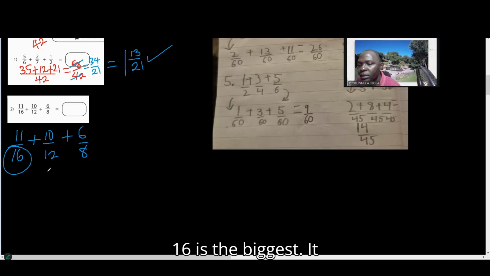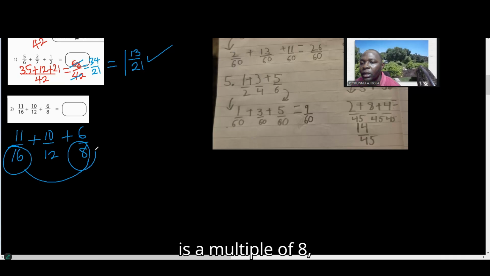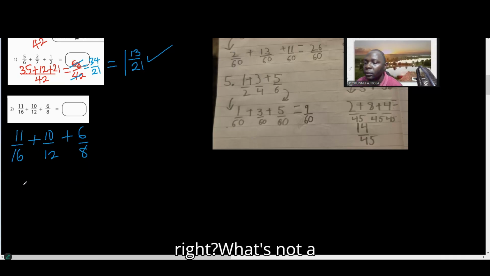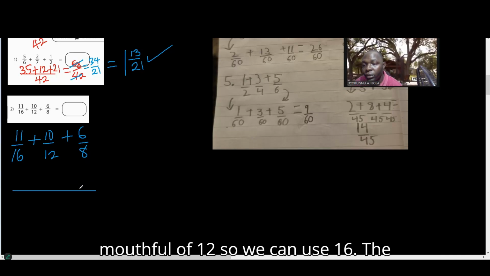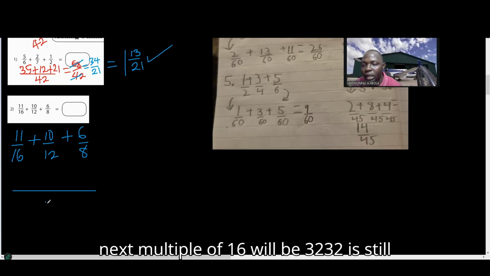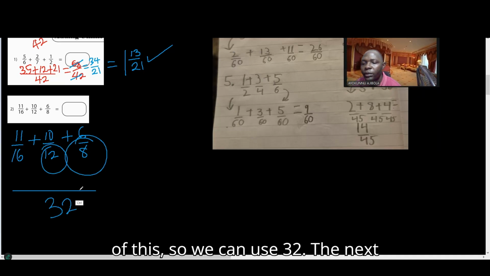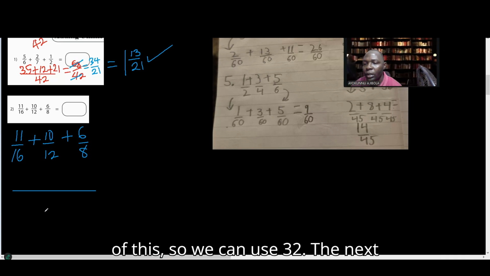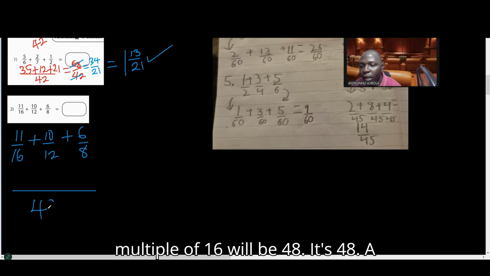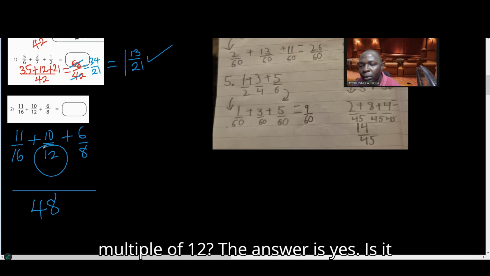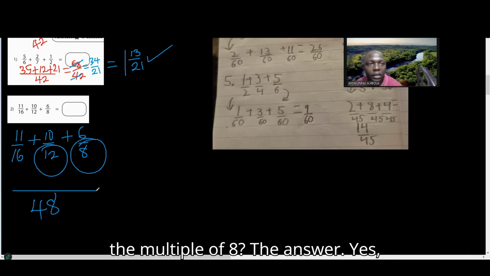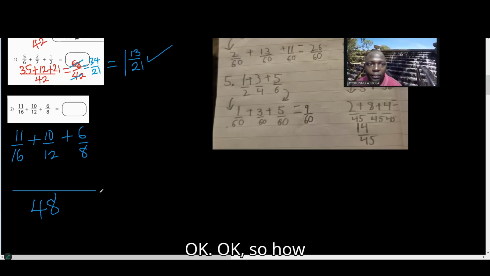16 is the biggest. It is a multiple of 8, right? Yeah. But it's not a multiple of 12, so we can't use 16. The next multiple of 16 will be 32. 32 is still a multiple of this, but not a multiple of this, so we can't use 32. The next multiple of 16 will be 48. Is 48 a multiple of 12? The answer is yes. Is it a multiple of 8? The answer is yes, okay?